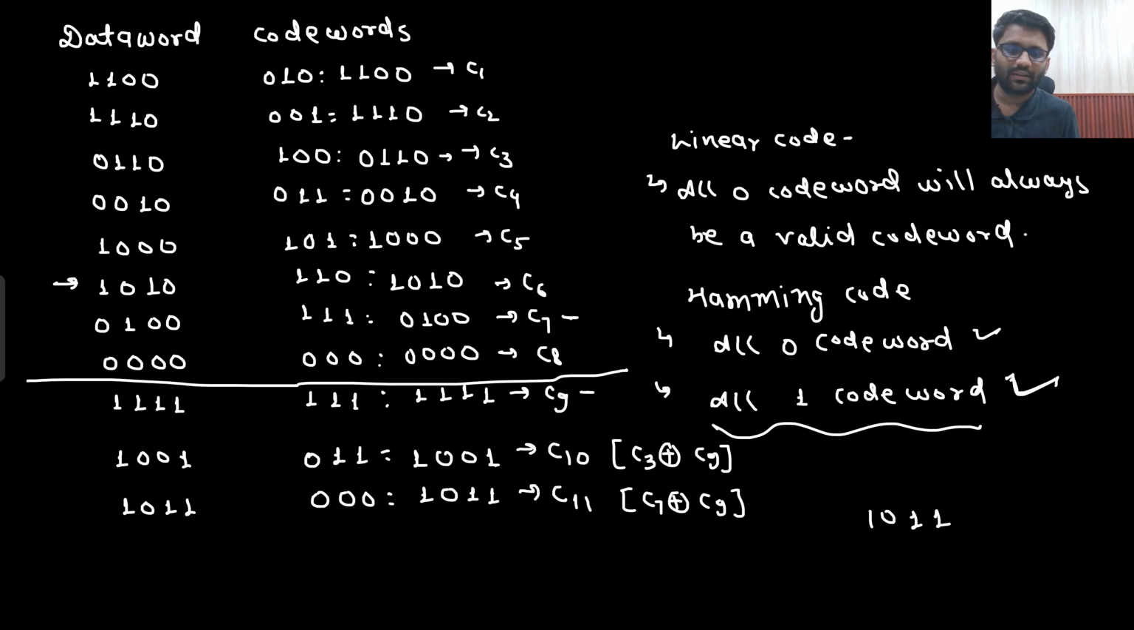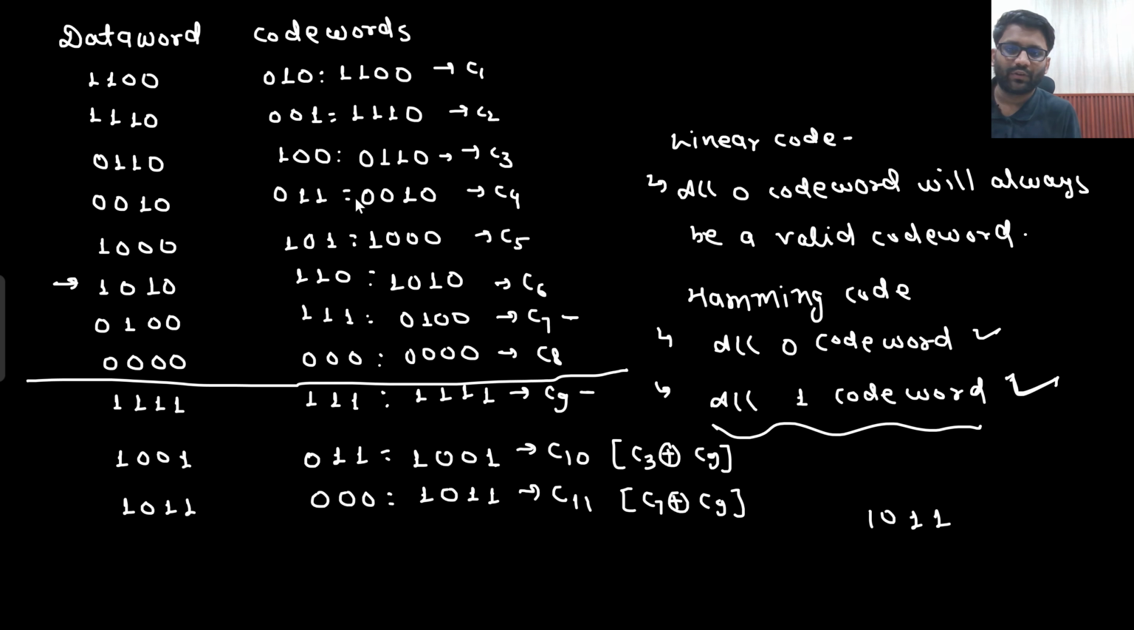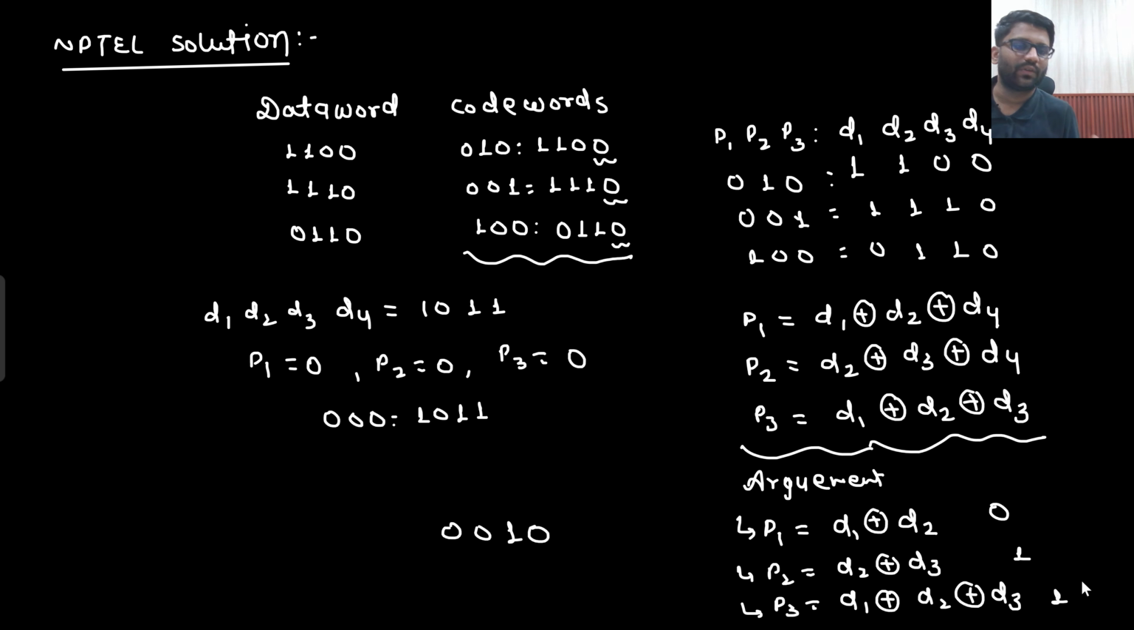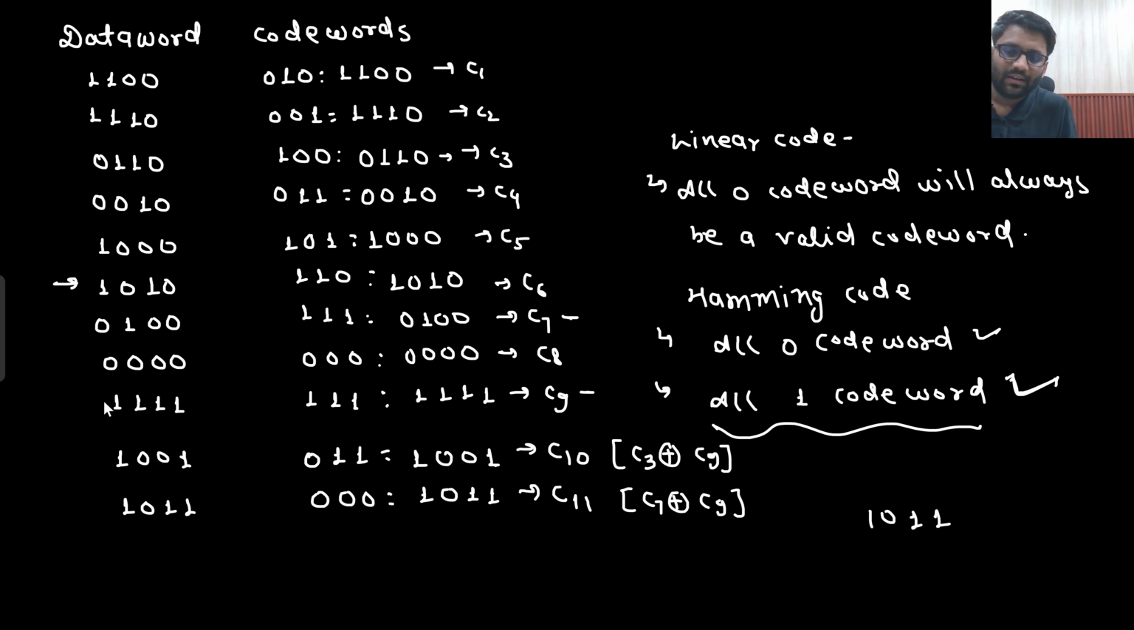Are we getting the same thing? For 0010, we are getting 011. So all the codes will be satisfied, all these 8 codes will be satisfied. Here we applied another condition: that the all-ones code word would be a valid code word. But sir, we never studied this particular property. I don't even know about this property.